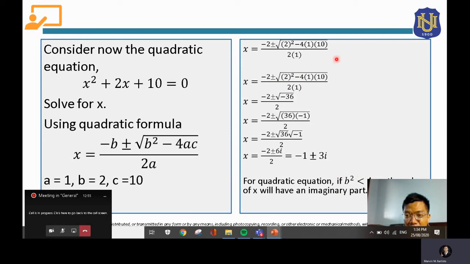So if you take the square root of a negative number, again, that will have no real solution, so it will really produce an imaginary part. So for the values of x in this solution, there's an imaginary part here.